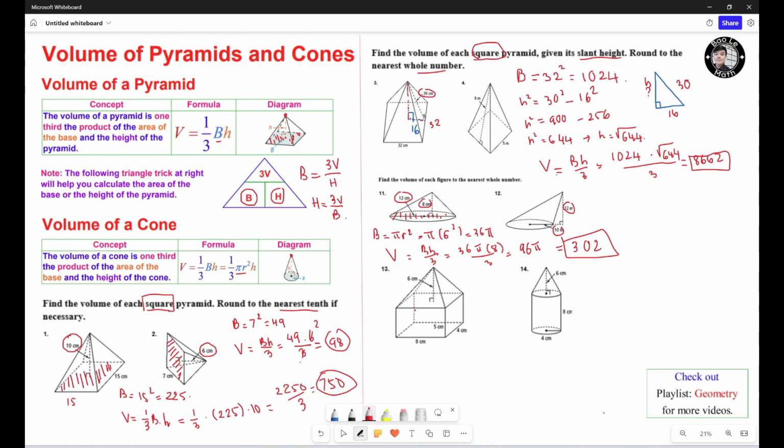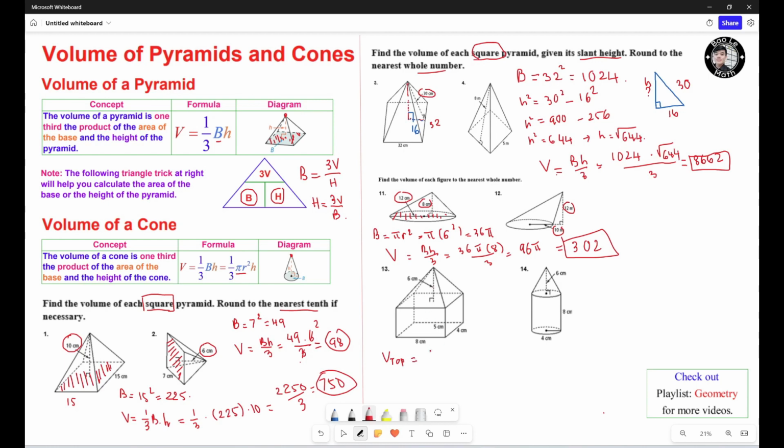Number 13 is the composite figure. We need to break it down. The top is the rectangular pyramid. The bottom is a rectangular prism. Okay, so I call V top.